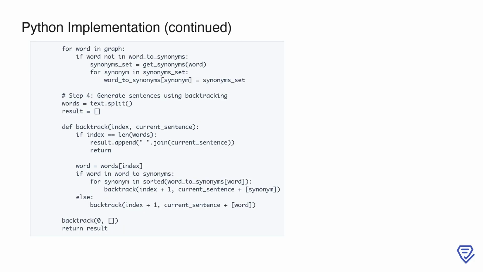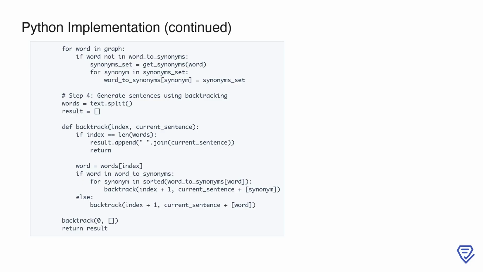word_to_synonyms. Now, we populate the word_to_synonyms dictionary. For each word in the graph, if it hasn't already been processed, we retrieve its synonym set using the get_synonyms function. Then, for each synonym in the set, we map it back to the same synonym group, ensuring all related words point to the same set.